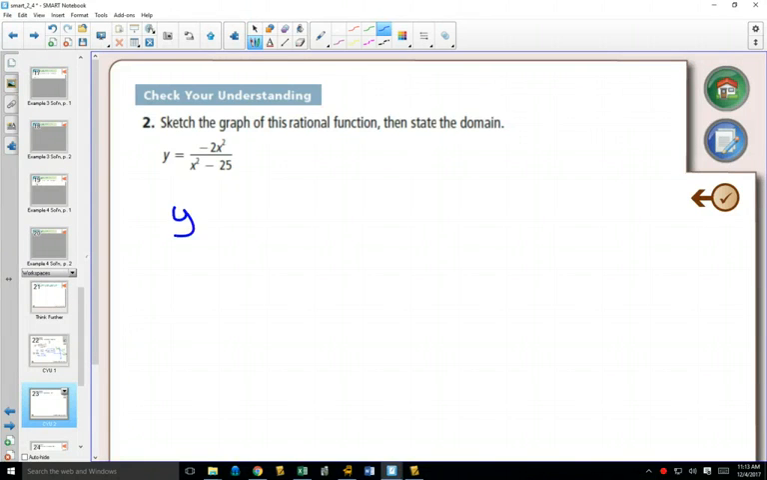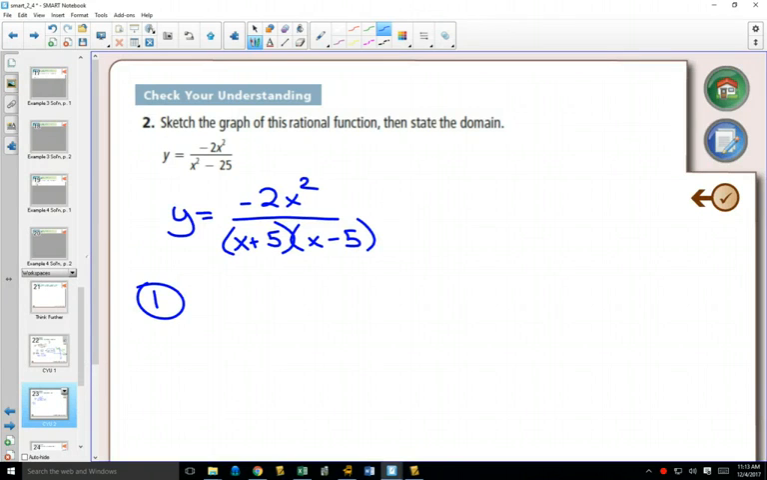Step 0, factor this first completely. The bottom does factor as the difference of squares: x plus 5, x minus 5. Now that we have it completely factored, do we have any non-permissible values? x can't equal 5 and x can't equal negative 5.